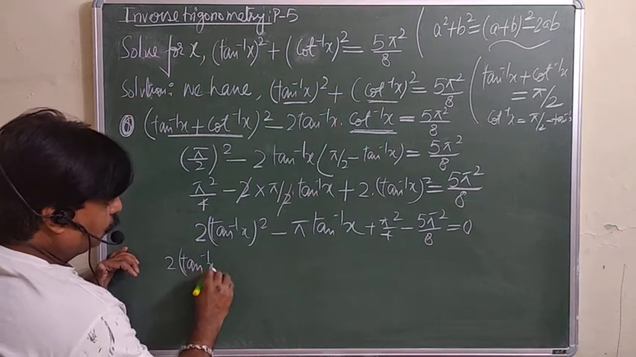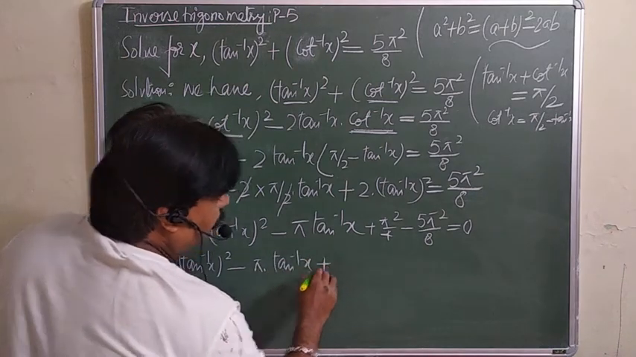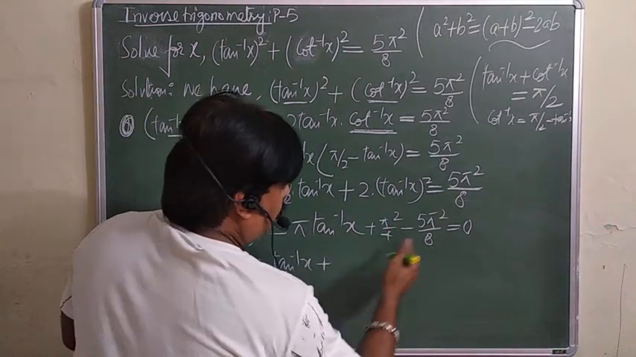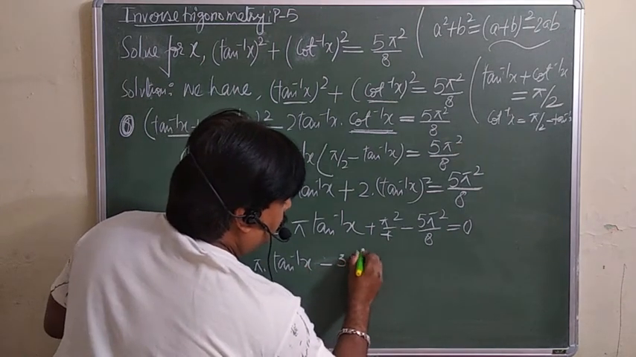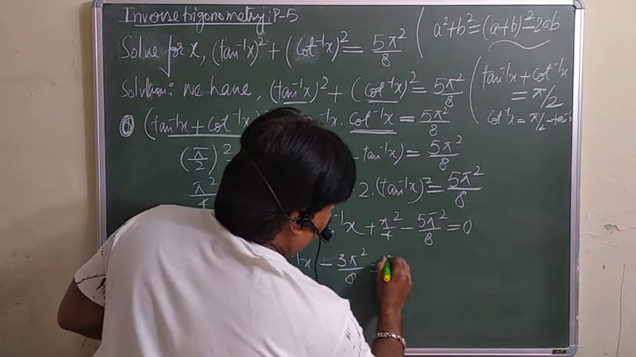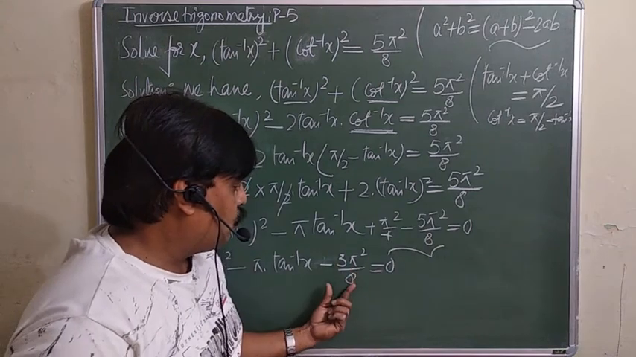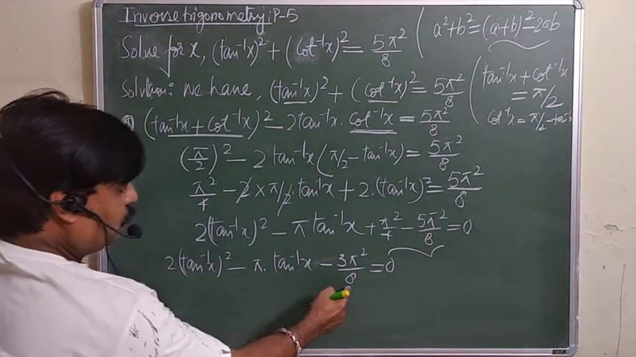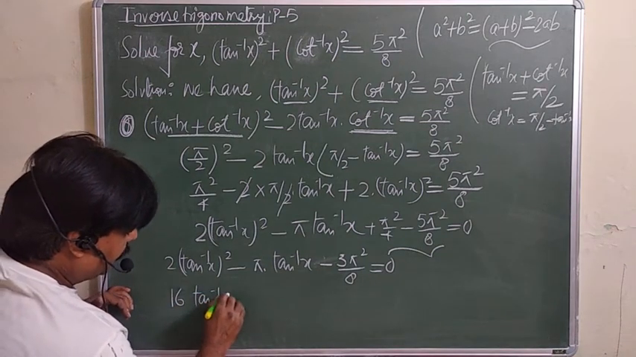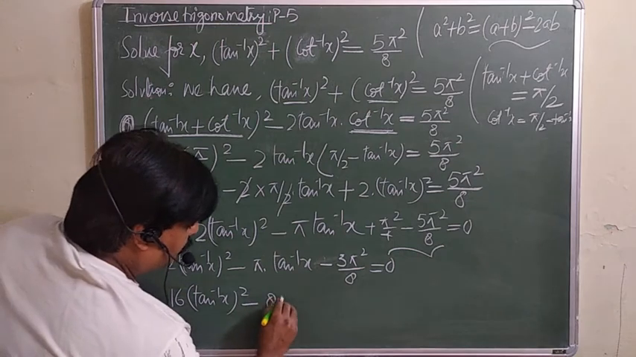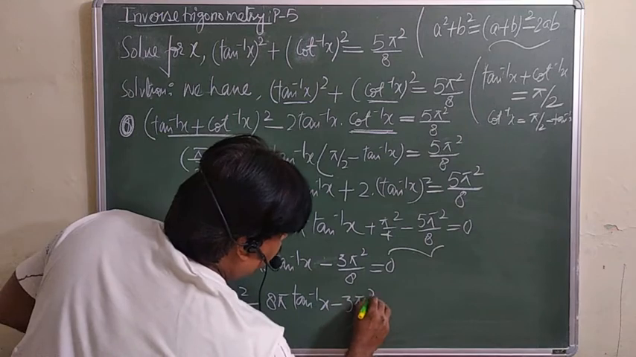2 (tan inverse x) whole square minus pi tan inverse x plus 2 pi square minus, so you will get minus 3 pi square over 8 is equal to 0. You will solve this one. Taking the LCM 8, 2 pi square minus 5, so minus 3 pi square over 8 is equal to 0. You can remove this 8, so you will get 16 (tan inverse x) whole square minus 8 pi tan inverse x minus 3 pi square is equal to 0.